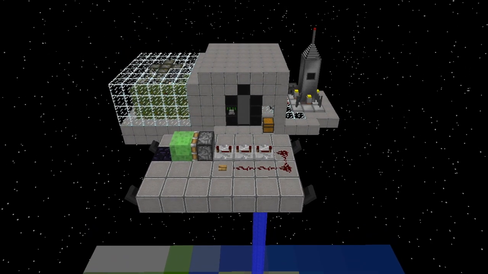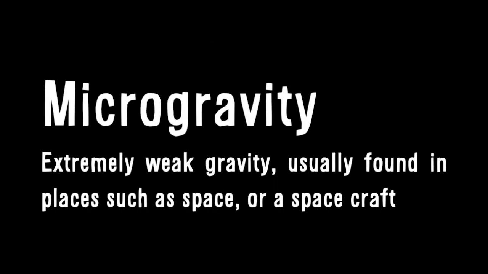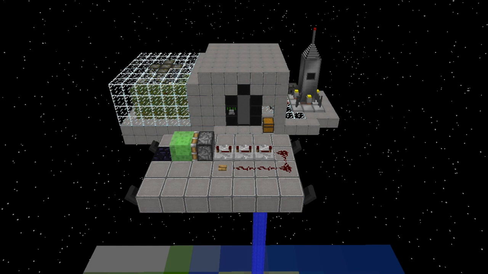When Mr. Pink pushes this button, the slime block will be pushed and will launch him into space. Since space has microgravity, Mr. Pink should travel in a uniform line, virtually forever.